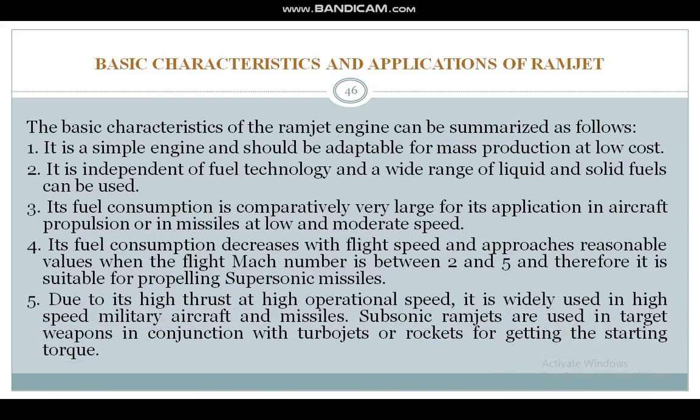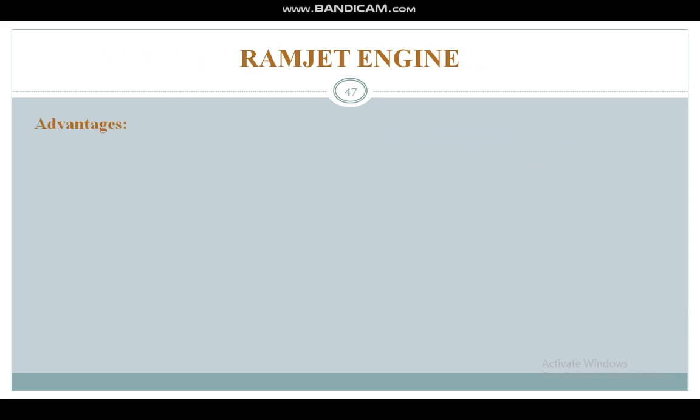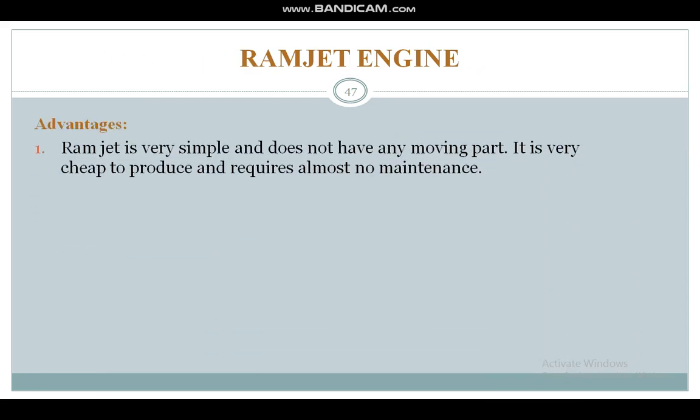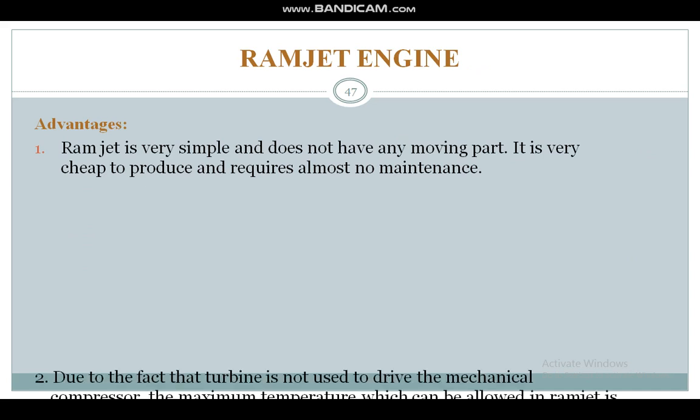Due to its high thrust at high operational speed, it is widely used in high-speed military aircraft and missiles, that is air-to-surface missiles, air-to-air missiles, etc. Subsonic ramjets are used in target weapons in conjunction with turbojets or rockets for getting the starting thrust. The advantages are very simple. They do not possess any moving part. It is very cheap to produce and requires almost no maintenance.